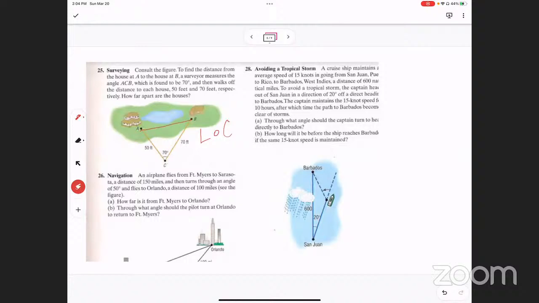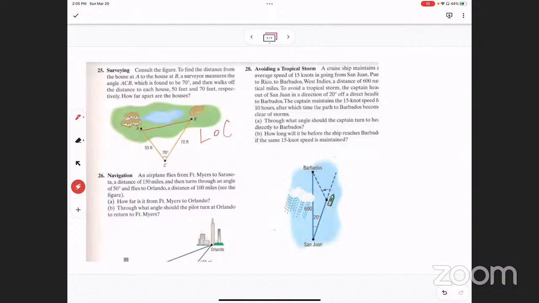It's a 15 knot speed for 10 hours. Okay, so we have to know what that means. What does knots mean? I'm going to look it up real quick just to make sure. 15 knots to miles per hour would be 17.26 miles per hour. 1 knot equals 1 nautical mile per hour, roughly 1.15 statute miles per hour. Don't ask me why. Okay, so that's weird.